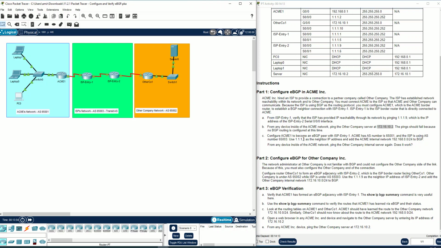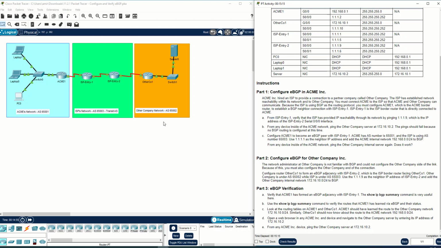Configure ACME to become an eBGP peer with ISP 1. We want to establish a connection between two AS here, and we should use eBGP, external BGP. And you can see the AS number for ACME and also the AS number for this one here. And also we need the AS number, and we should use 65001, and the neighbor IP address. And add the ACME internal network 192.168.0.0/24 to BGP. From any device inside the ACME network, ping the other company's internal server again.